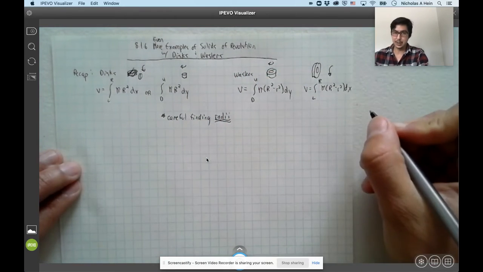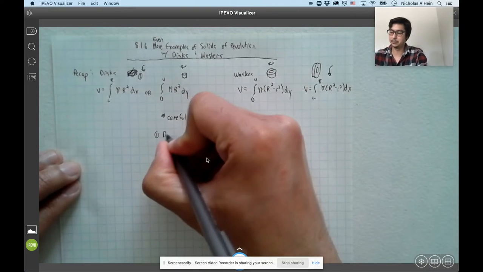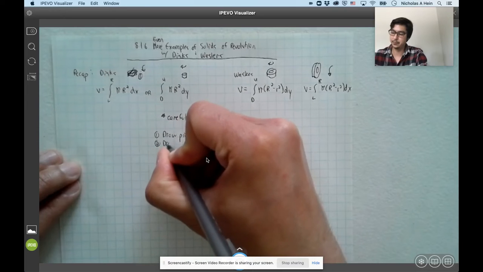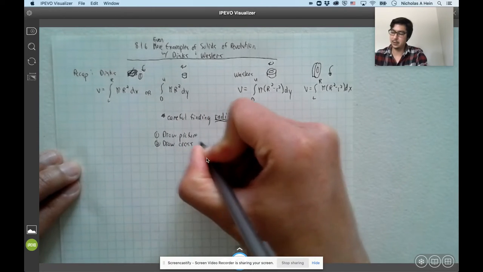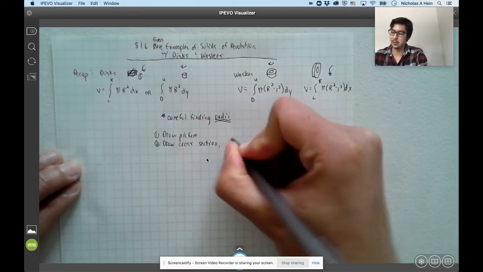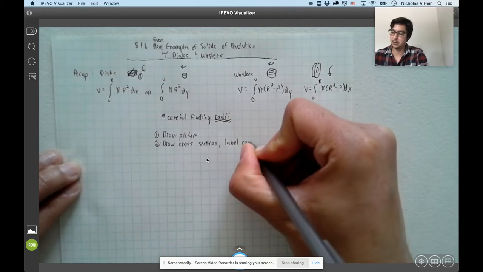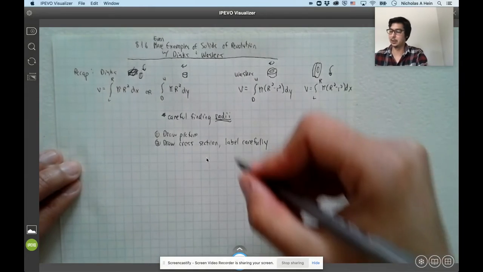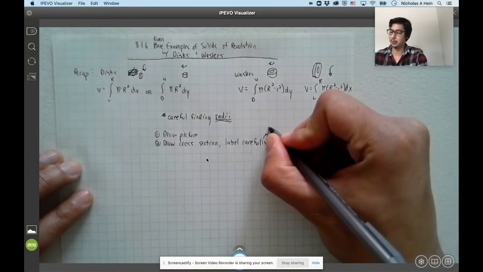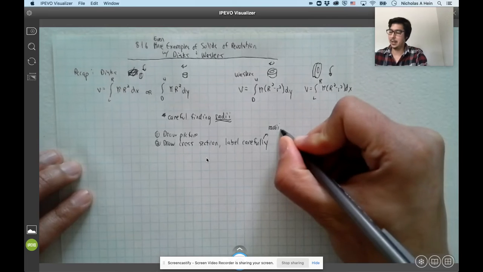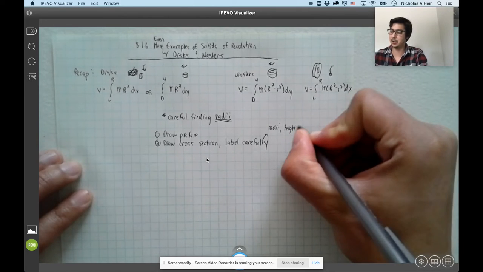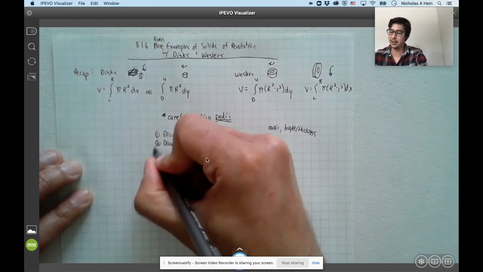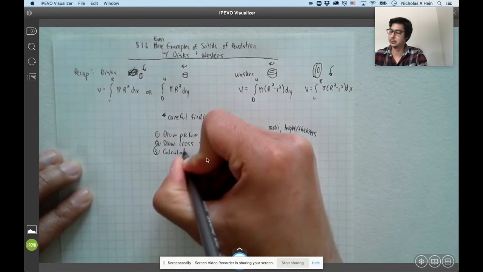Okay, but as always, draw your pictures. Draw a cross section. And label carefully. That's usually where the biggest mistakes happen, is labeling carefully, where you have to label your radii and your height/thickness of those discs or washers. And from there, you can calculate the volume.